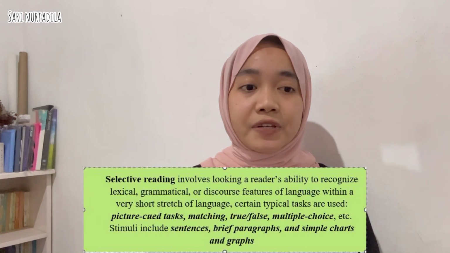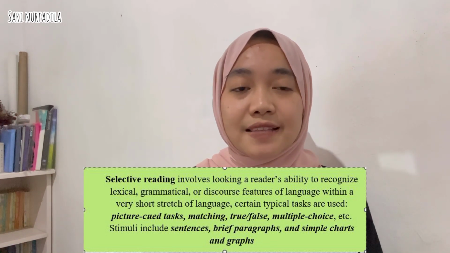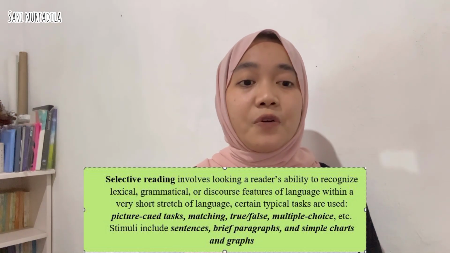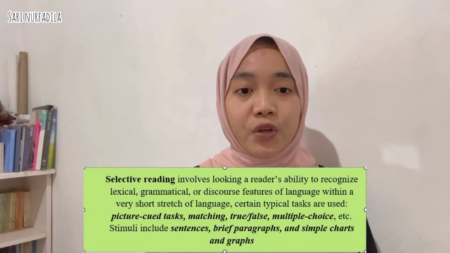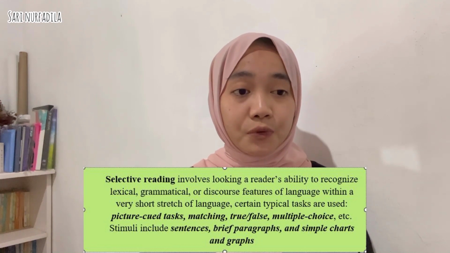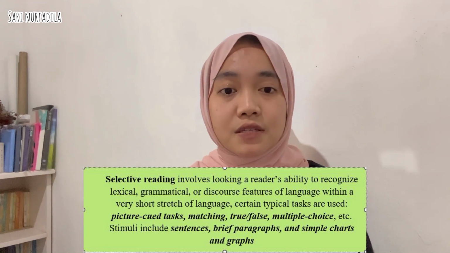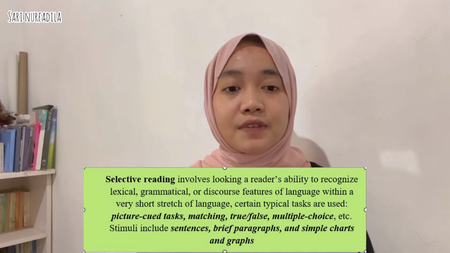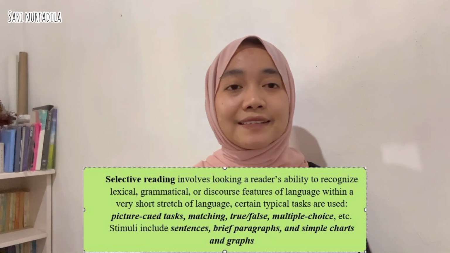Selective reading uses both bottom-up and top-down processing. Selective reading involves looking at a reader's ability to recognize lexical, grammatical, or discourse features of language within a very short stretch of language. Certain typical tasks are used: picture cue tasks, matching, true or false, multiple choice, etc. Stimuli include sentences, brief paragraphs, and simple charts and graphs.